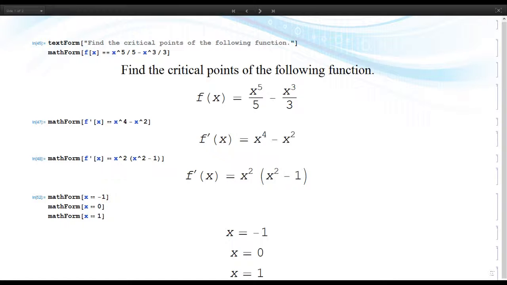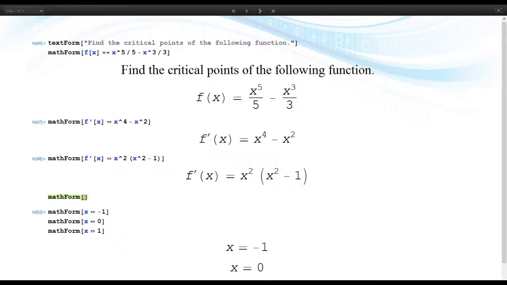So the next thing we might want to know is how do we test which of these are local maxima or minima? So we will take the second derivative test to figure that out. So we have our derivative here is x to the fourth minus x to the second. So our second derivative should be easy to find. I'll put it right here. We just use the power rule on each of the terms. So we're going to get f double prime of x is equal to 4x cubed minus 2x to the first.